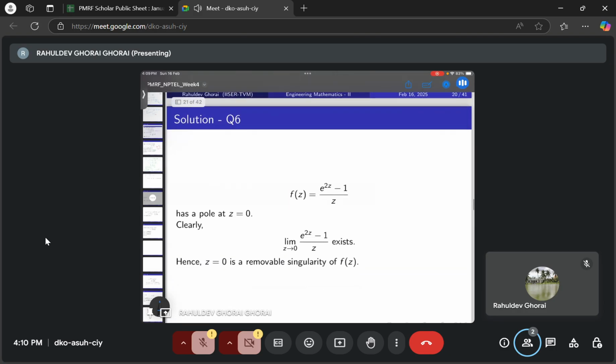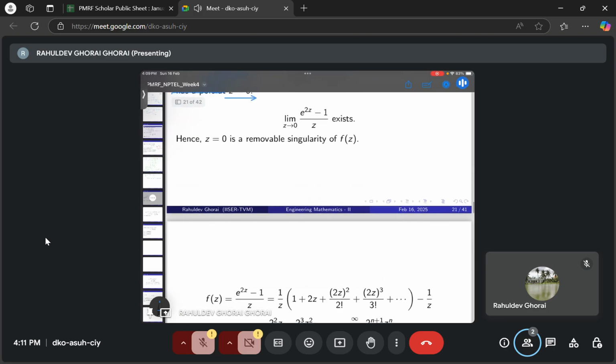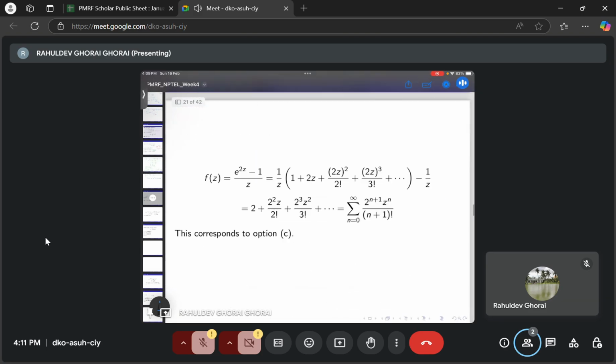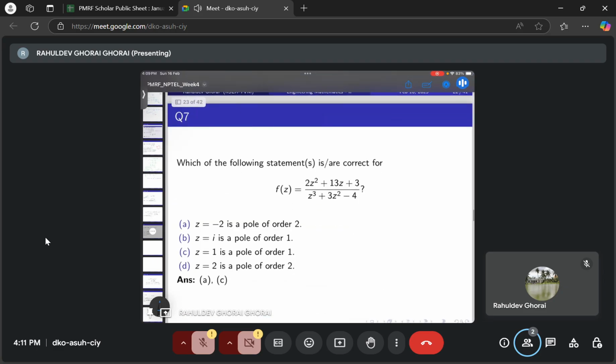So it has a pole at z equal to 0, but it is not a simple pole. I mean, it has a singularity. So z equal to 0 is a removable singularity, that is correct, and then this option C, whatever we have done, it is correct.